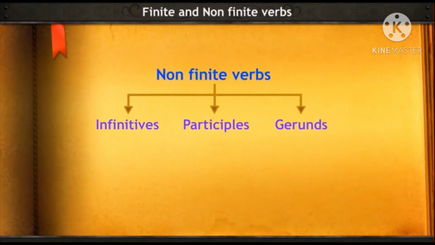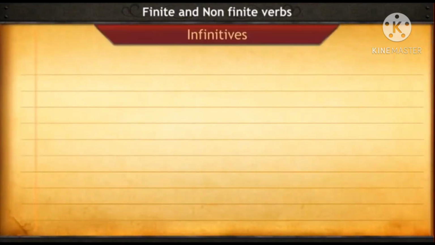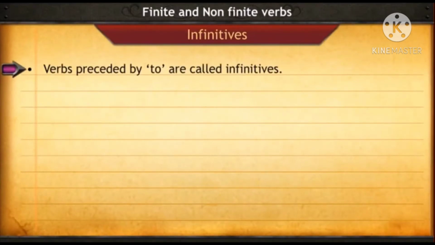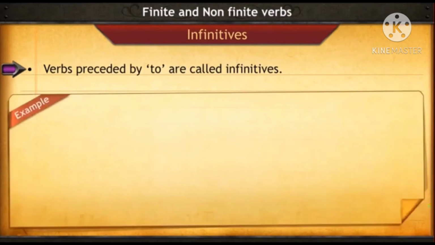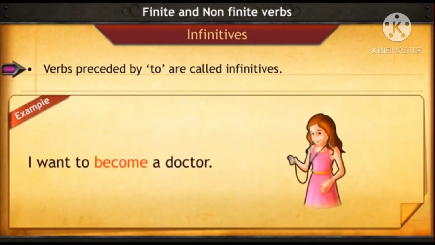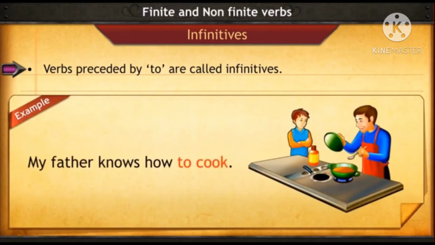Now, let us learn about each of these kinds of non-finite verbs. First one of this kind is infinitives. The verbs preceded by to are called infinitives. Here are a few examples. I want to become a doctor. My father knows how to cook.